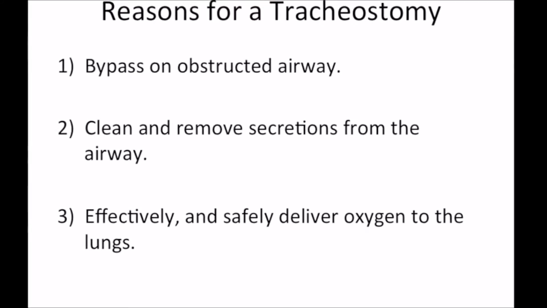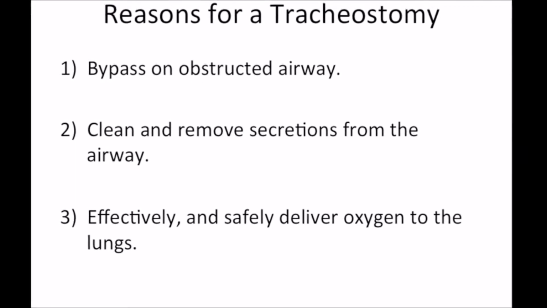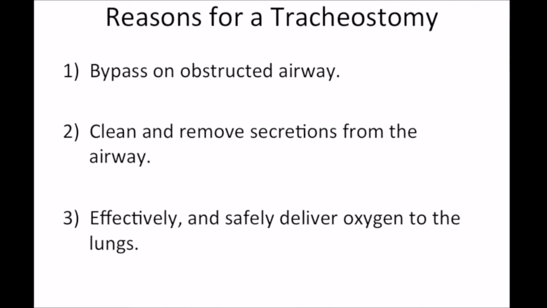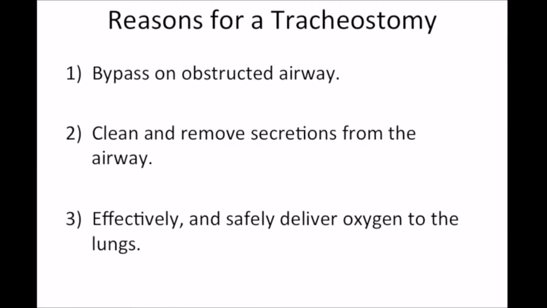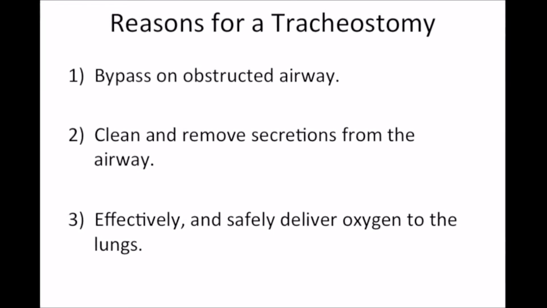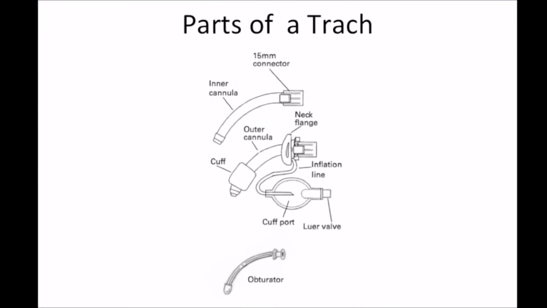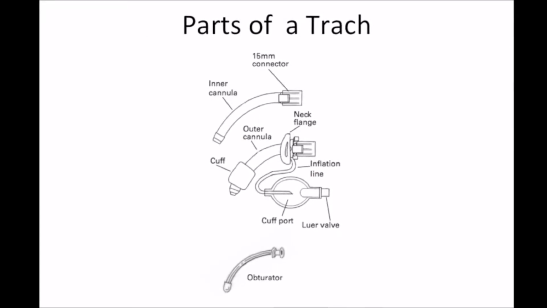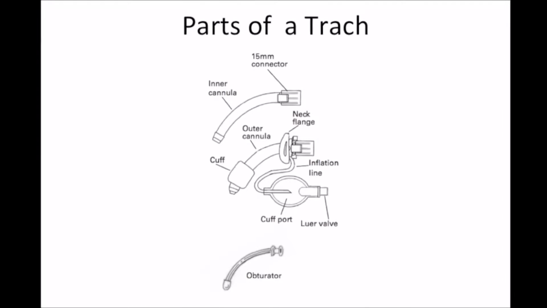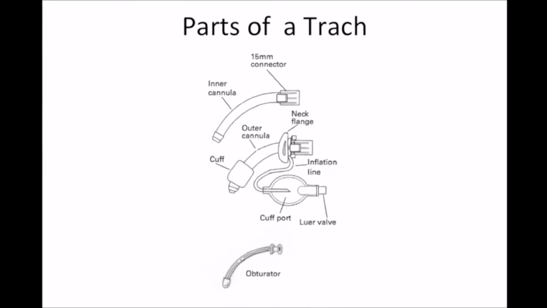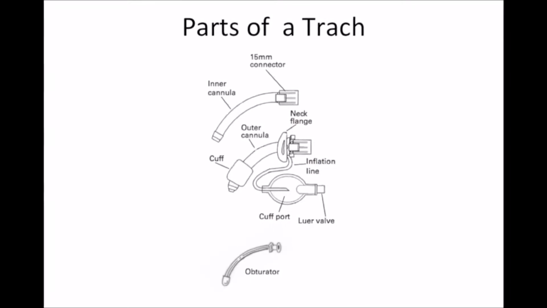A patient would need a tracheostomy for 3 reasons. 1, to bypass an obstructed airway. 2, to clean and remove secretions from the airway. And 3, to effectively and safely deliver oxygen to the lungs. The parts of a trach include the connector, the inner and outer cannula, the neck flange, the cuff, inflation line, cuff port, Luer valve, and obturator.